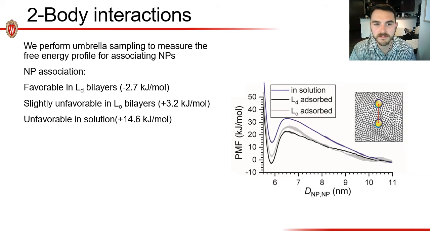And the key findings from this are that nanoparticle association is favorable in the LD bilayer, where we see a global minimum here in the associated state. We see slightly unfavorable in this liquid ordered bilayer, as was shown here, with a positive free energy change, and then unfavorable in solution, where we show a 14.6 kilojoule per mole free energy local minimum here, which suggests that that is thermodynamically unfavorable. So this is consistent with our cluster size distributions that say that only the liquid disordered case showed a large degree of clustering.